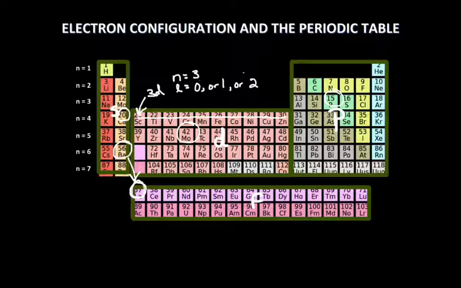So there you have it. What types of orbitals you're filling based on what section of the periodic table you have, and the filling order for some of those orbitals.